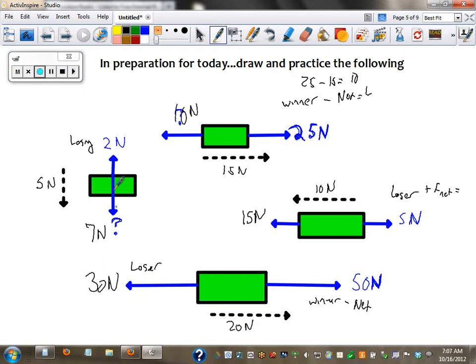And now if you look at them, the difference between these two is 5 down. The difference between these two is 15 to the right. The difference between these two is 10 left. The difference between these two, 30 and 50, is 20 to the right.